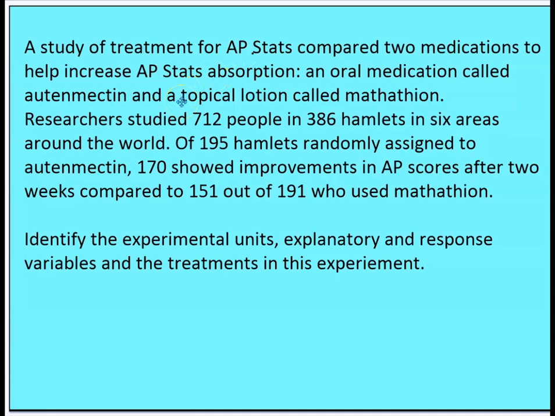Researchers studied 712 people in 386 hamlets in 6 areas around the world. Of the 195 hamlets randomly assigned to autenmectin, 170 showed improvement in AP scores after 2 weeks, compared to 151 out of the 191 who used malathion. Identify the experimental units, explanatory and response variables, and the treatments of this experiment. So I'm going to pause here while you take this down. And then I'm going to move on.